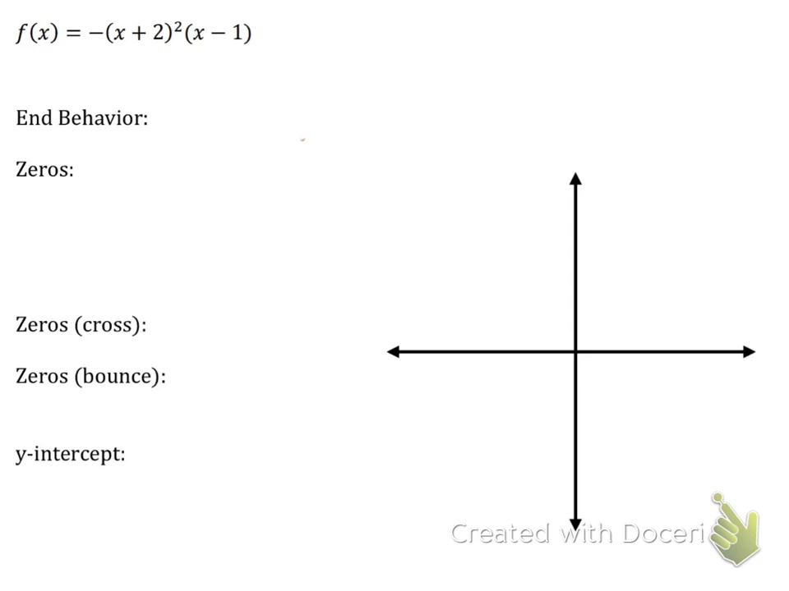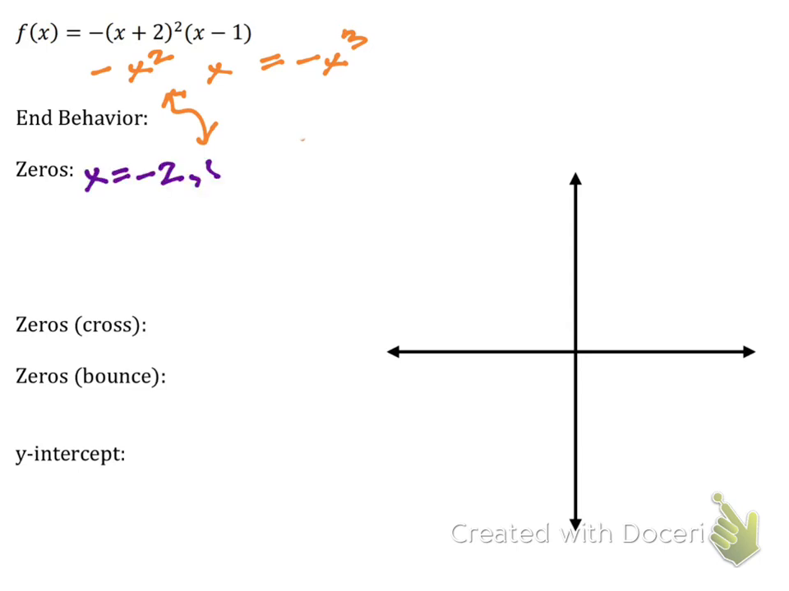Okay, this one is the last one. So last one here, looking at our end behavior, we have a -x cubed. So that goes from up to down. So that means we want our graph to start at the top left and end at the bottom right.